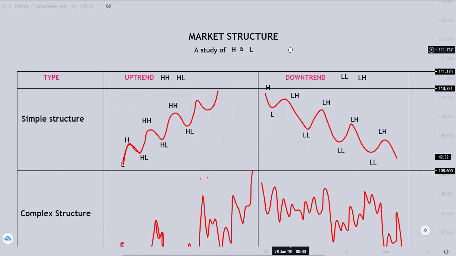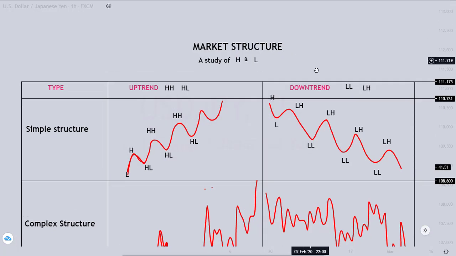Guys, you know that in foreign exchange, market structure is the backbone of this industry. If you don't know market structure, it's going to be impossible for you to start trading. Now, let's go beyond a simple structure. We already know that in an uptrend market structure, we have a series of higher highs and higher lows. And in a downtrend market structure, we have a series of lower highs and lower lows, and in the ranging market, we'll be having both highs and lows moving in a sideways motion.